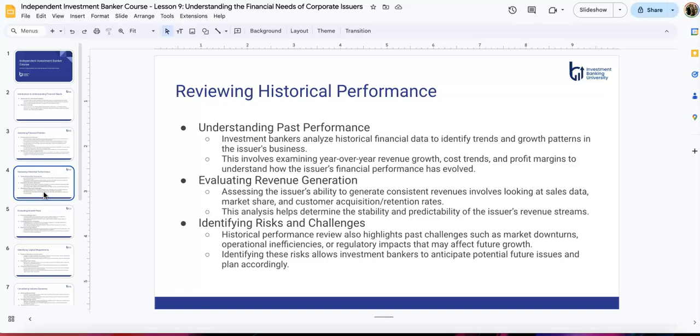So what we're doing is reviewing historical performance. We're understanding past performance, analyzing the financial data to identify trends and growth patterns in the issuer's business: year-over-year trends, cost trends, profitability, all that good stuff. Then we evaluate revenue generation, assessing the issuer's ability to generate consistent revenues, including looking at sales data, market share, customer acquisition, retention rates, etc., and potentially identifying risks and challenges as well. As a trusted advisor, we have to understand what the potential risks are, whether regulatory, operational, etc., and also potential future issues, and plan accordingly.